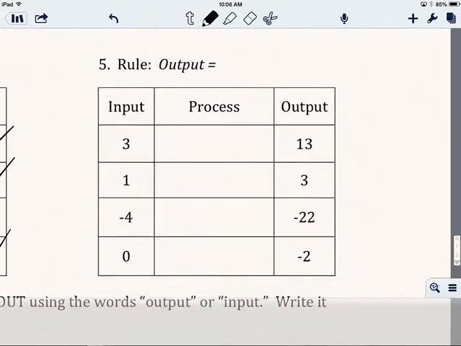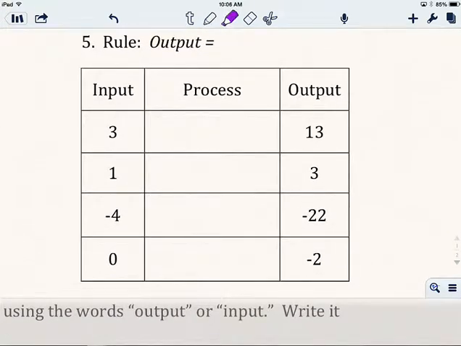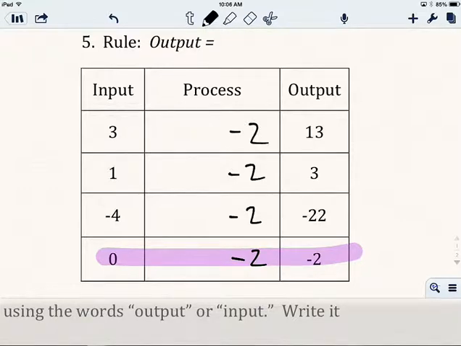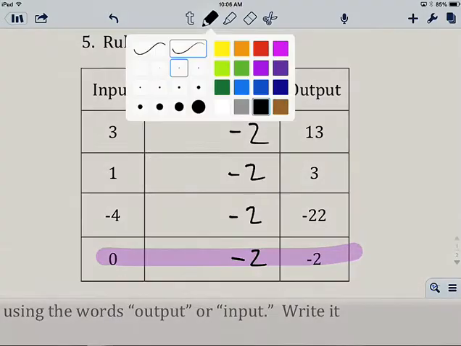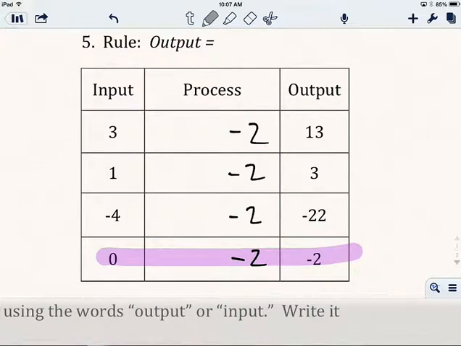Okay, so let's look at this last one. Again, hopefully you're guessing. I'm going to go to the 0 row right away, and that tells me there's going to be minus 2 in my rule because 0 minus 2 is negative 2. Okay, so then I have to decide what else is going on here because 3 minus 2 is not 13, so something else is happening. I'm going to use gray here because it's just scratch. So what I know is that 15 minus 2 is 13, and 5 minus 2 is 3, and negative 20 minus 2 is negative 22.